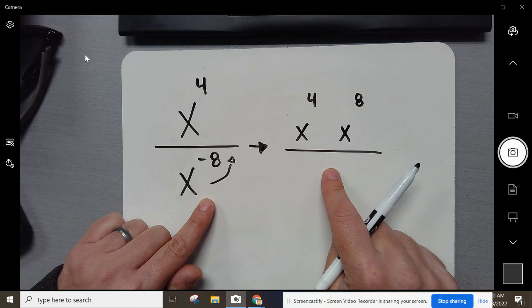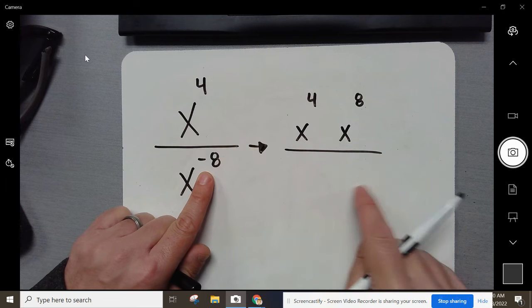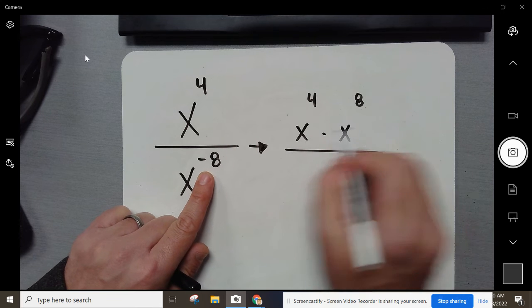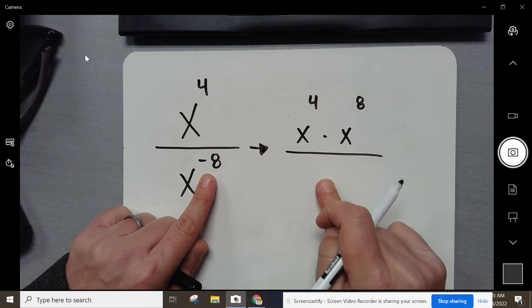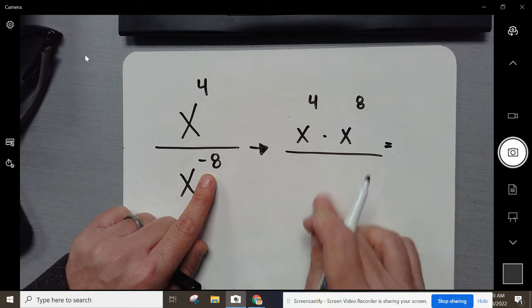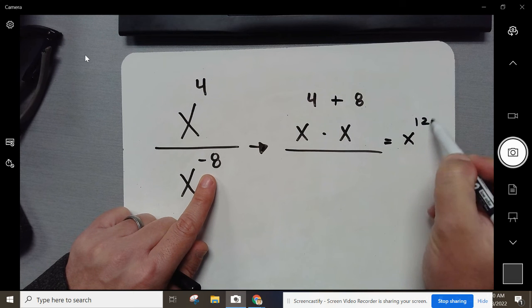Does that make sense? You can't have a negative. You got to flip it. You got to flip it. All right? So now, look what you have on the top. You could put a 1 here, but you don't have to if there's nothing down there. What do you have here? Can you solve this? This is going to be added, and you're going to get x to the 12th.